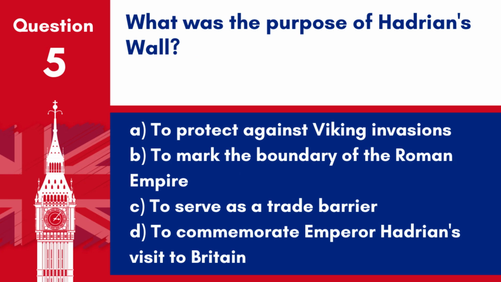Question 5. What was the purpose of Hadrian's War? A. To protect against Viking invasions, B. To mark the boundary of the Roman Empire, C. To serve as a trade barrier, D. To commemorate Emperor Hadrian's visit to Britain. Answer: B. To mark the boundary of the Roman Empire. Hadrian's War was built to mark the northern limit of Roman Britain and protect against invasions.